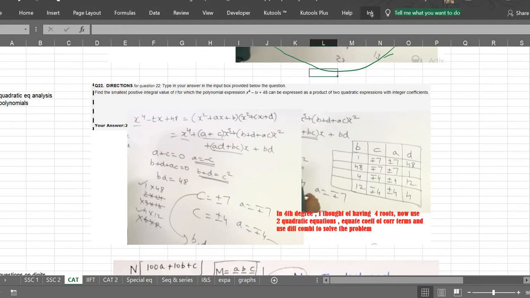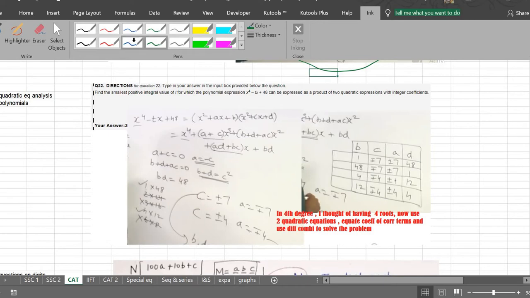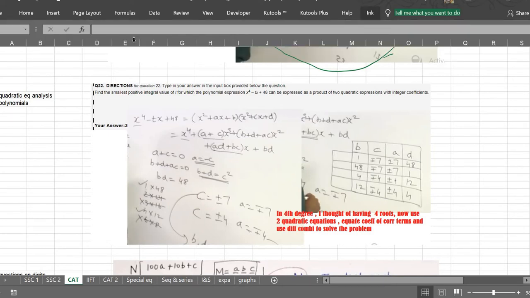In this, if you see, we have to find the smallest possible value of t. It can be expressed as a product of 2 quadratic expressions. This is a hint. Now I tried to find 4 roots and then solve from there, but this is a simple and quick approach.